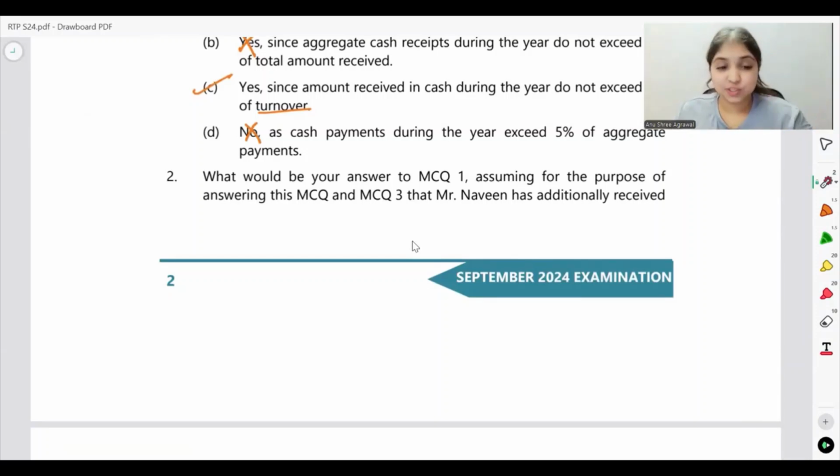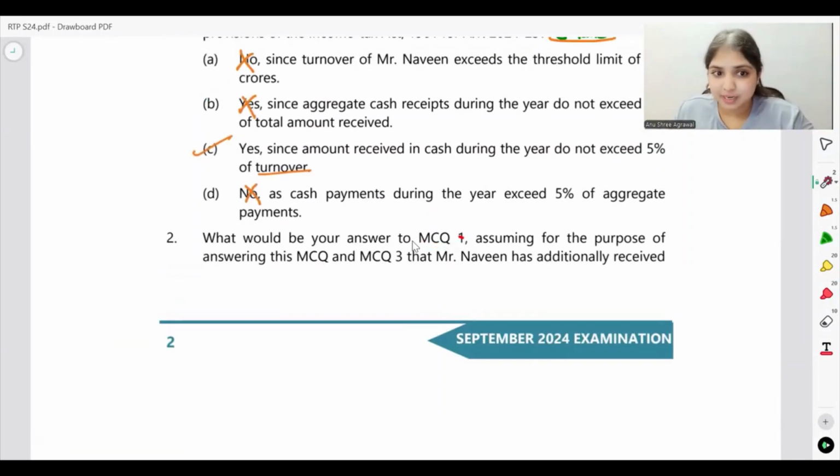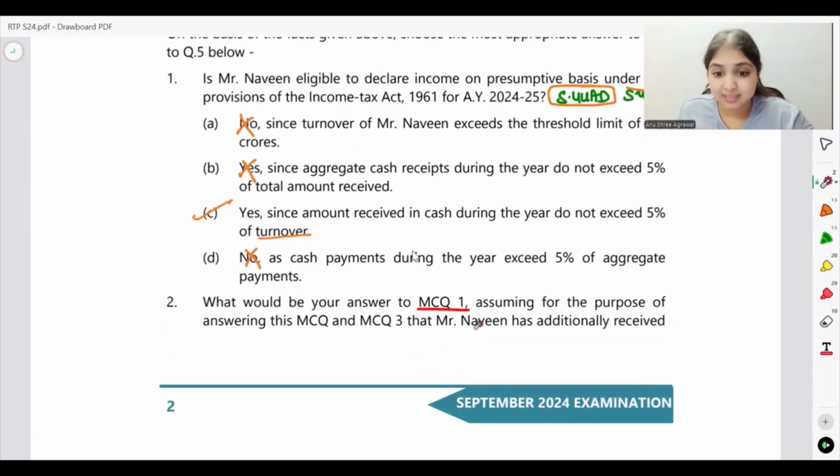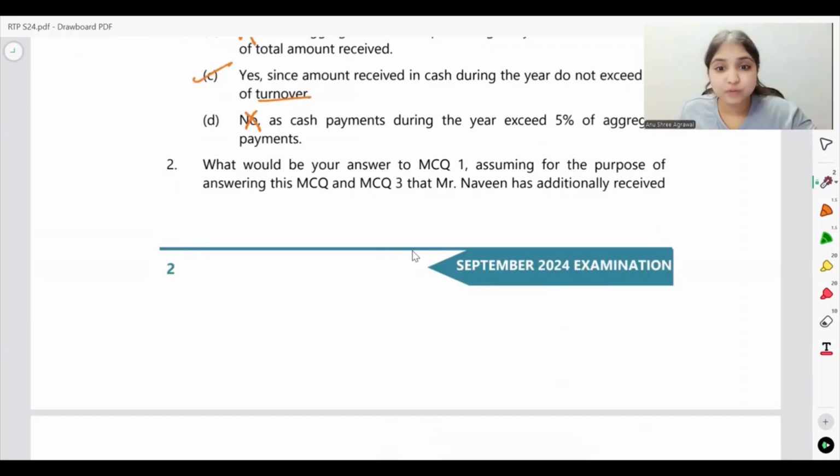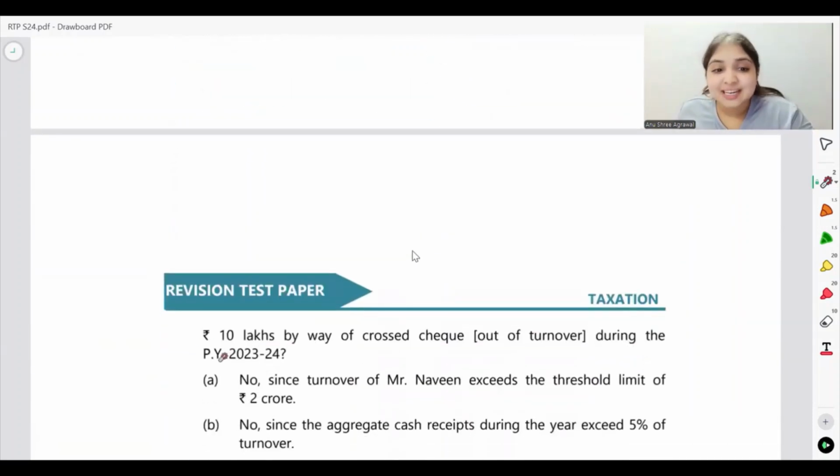Let's go to the second situation now. What would be your answer to MCQ 1? To the same MCQ 1, what would be your answer? Assuming for the purpose of answering this MCQ and MCQ 3, for these two MCQs, we have to assume that Naveen has additionally received 10 lakhs by way of crossed cheque.